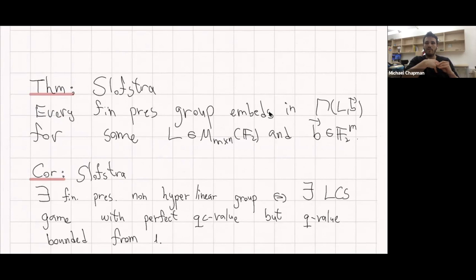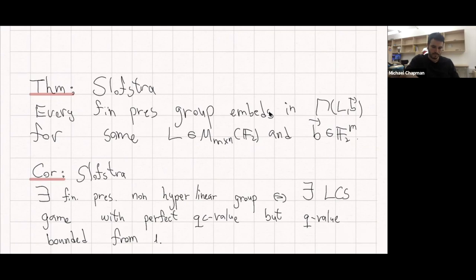So if you have in your original group a central element of order two, you can always send this central element to J. And also if you have generators that are of order two, you can send them to generators of gamma LB. Okay, so it's even deeper than what I wrote here. And actually a consequence of Slofstra's proof is that finding a finitely presented non-hyperlinear group is equivalent to finding a linear constraint system game with a perfect quantum commuting strategy and not perfect quantum value. Okay, so if you have such a game, clearly there is a non-hyperlinear group. He actually shows that it is also true the other way around. If you have a non-hyperlinear finitely presented group, then you can construct such a game.